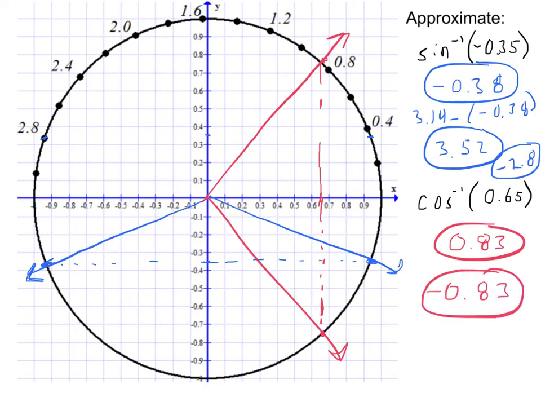So hopefully this has all made sense in terms of how we can use the unit circle to just get an approximation for these things. I just want us to have an understanding of how the inverse trig functions work, of what they're doing, of what they're using, and how we're working with these things.